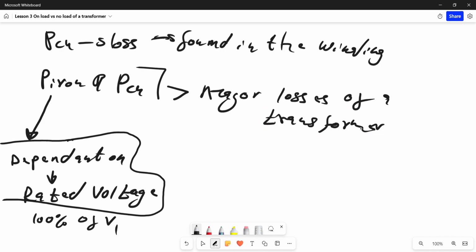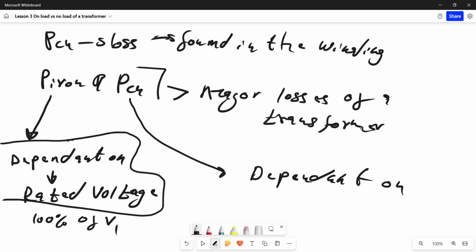All right. So the copper losses are dependent on rated current in the windings.